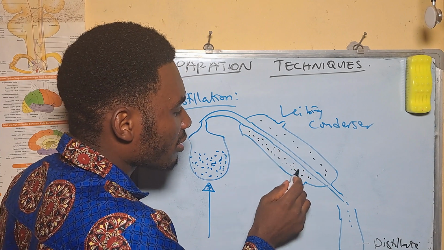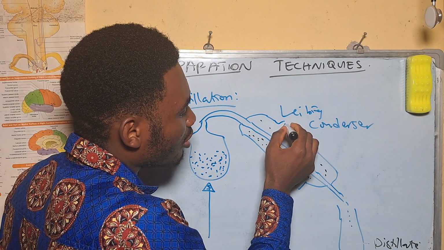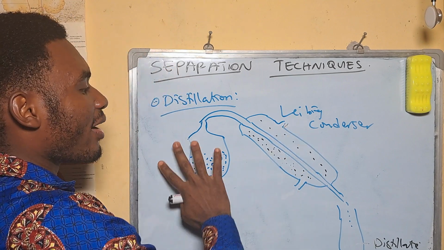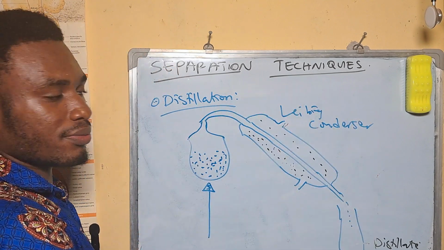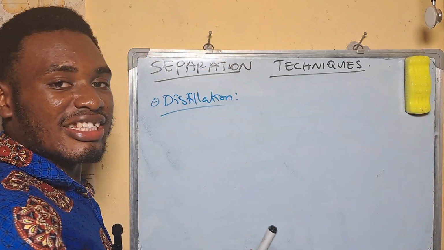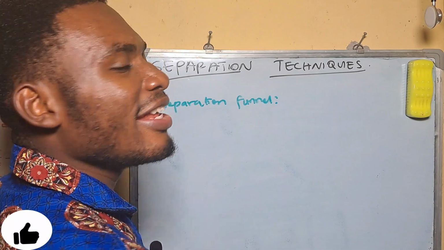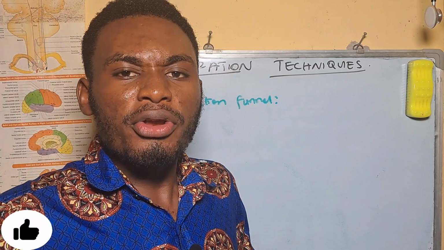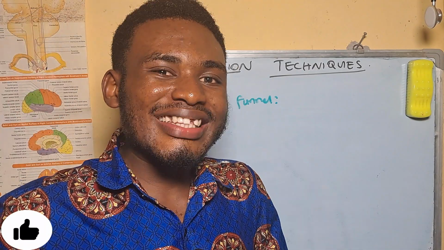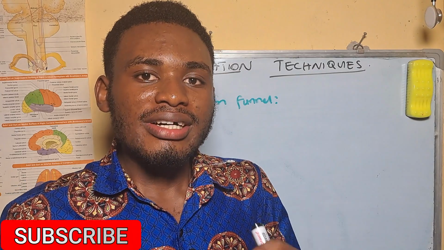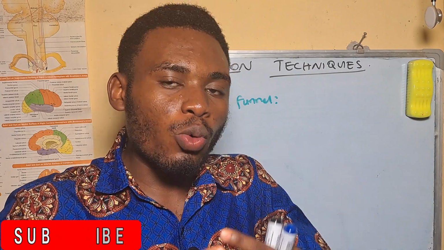So this is an inlet for water to enter. This is an outlet for water to leave. So this is an apparatus setup for distillation. Our next technique that we'll be discussing is the separating funnel. This technique is chiefly employed when you want to separate two liquids that are immiscible. These are liquids that don't tend to mix well together.